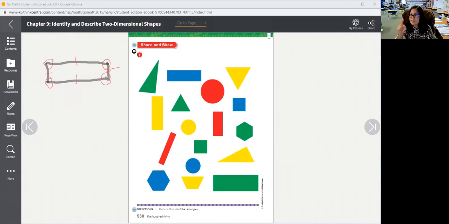We're looking for a rectangle, so we can put an X on the rectangle. Rectangle has 4 vertex, 4 sides, but 2 of those sides are long and 2 of the sides are short. So I'm going to do this super fast. Remember, like yesterday, I call on everybody super fast, and you're going to tell me yes or no if it's a rectangle.